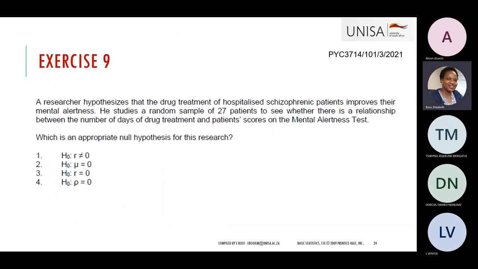Okay, so let's go to question number 9. A researcher hypothesized that the drug treatment for the hospital's schizophrenic patients improves their mental alertness. He studies a random sample of 27 patients to see whether there is a relationship between the number of days of drug treatment and patient scores on their mental alertness. Which is an appropriate null hypothesis for this research? There's always one way of stating the null hypothesis, regardless of the question or statement, especially for correlation. Is it 1, 2, 3, or 4? Number 4. We always use phi.